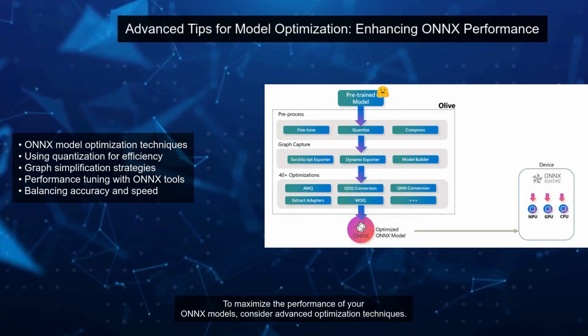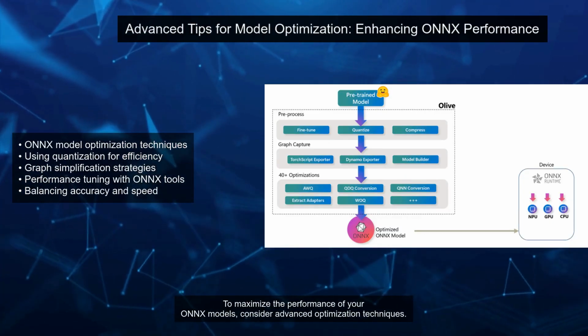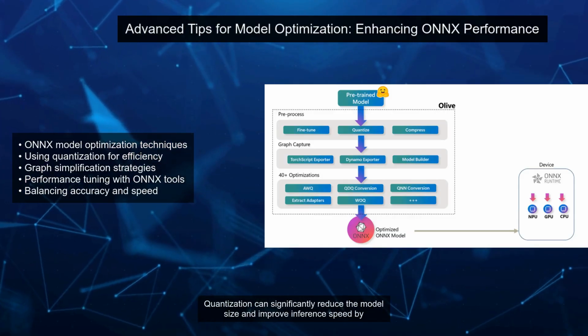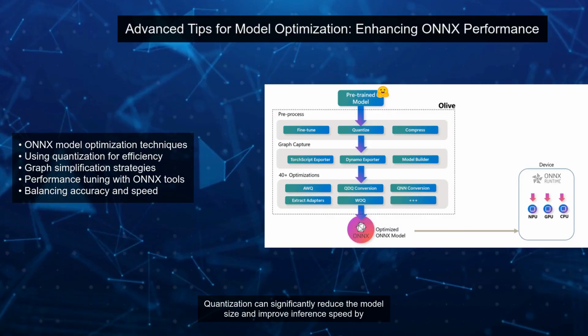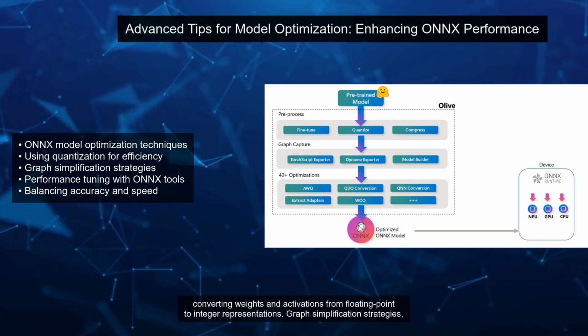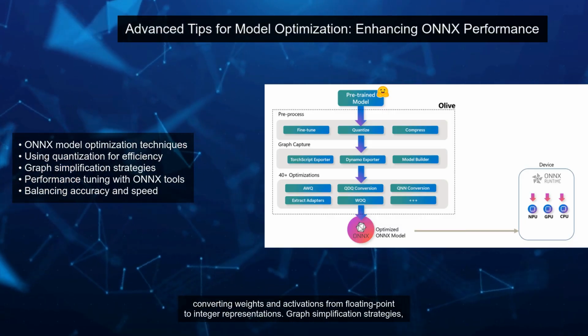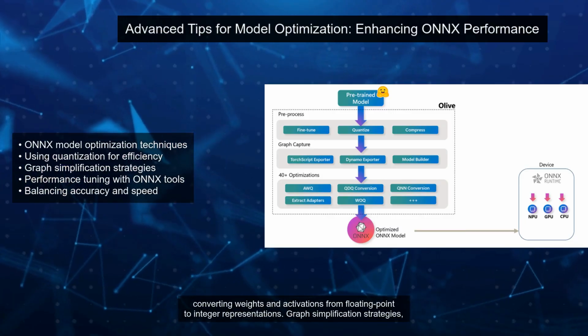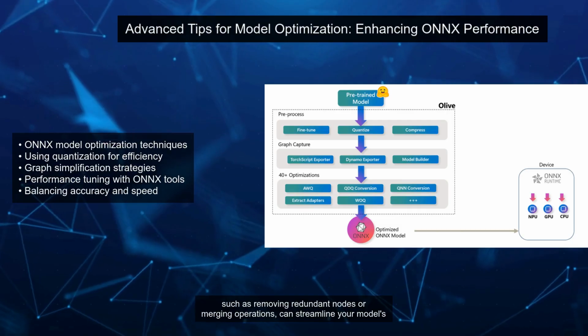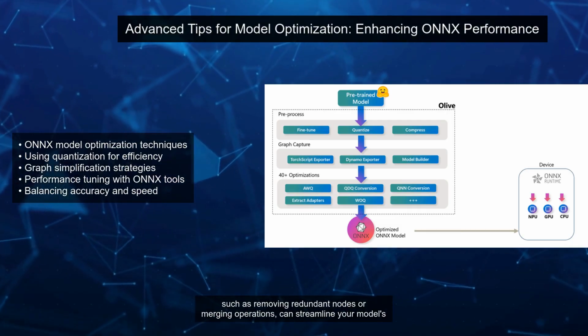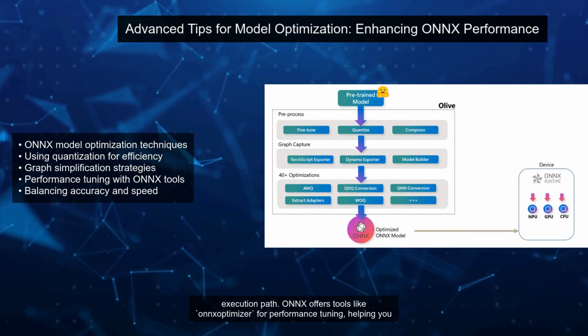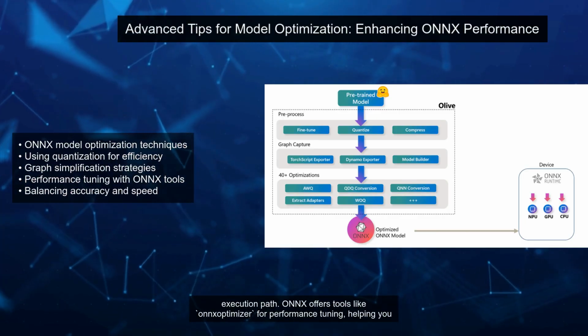To maximize the performance of your ONNX models, consider advanced optimization techniques. Quantization can significantly reduce the model size and improve inference speed by converting weights and activations from floating point to integer representations. Graph simplification strategies, such as removing redundant nodes or merging operations, can streamline your model's execution path.